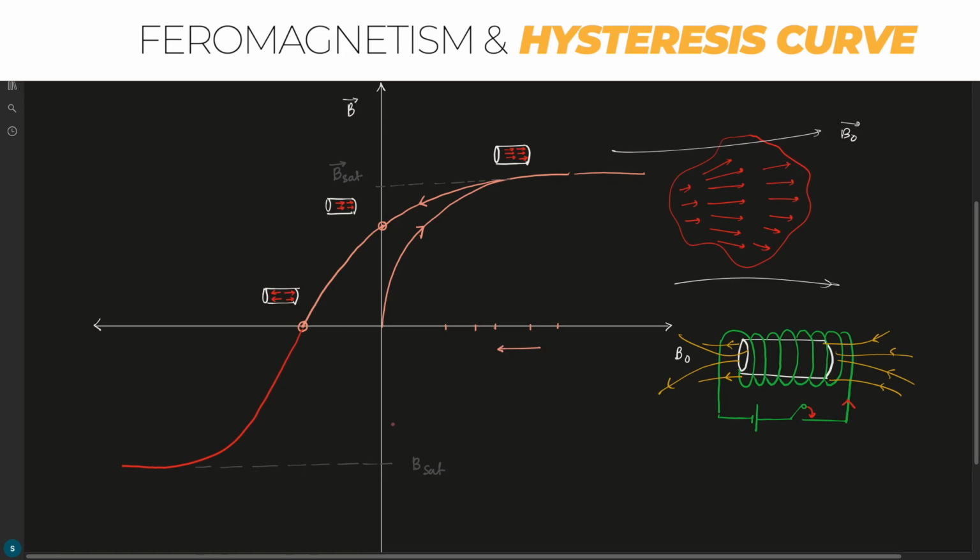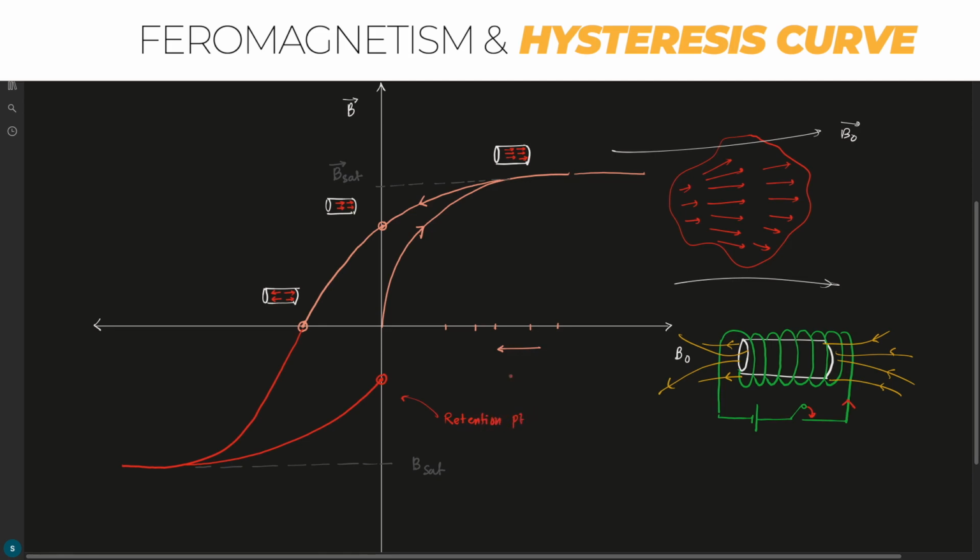Now again, if we start decreasing the external magnetic field, or the amount of current we are sending, then this curve will come back and hit some point over here, and this is basically the retention point. I told you this is the retention point, right? The amount of retention, we can call it the retention point.